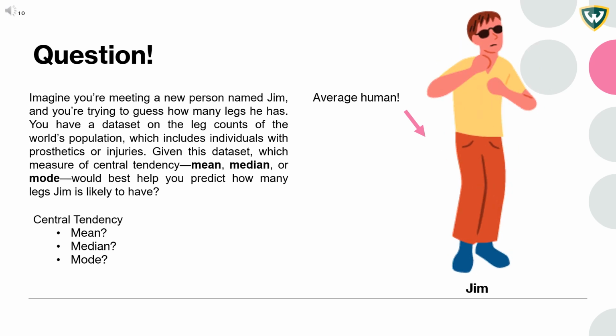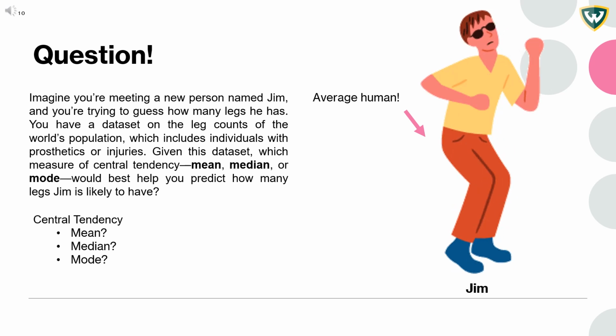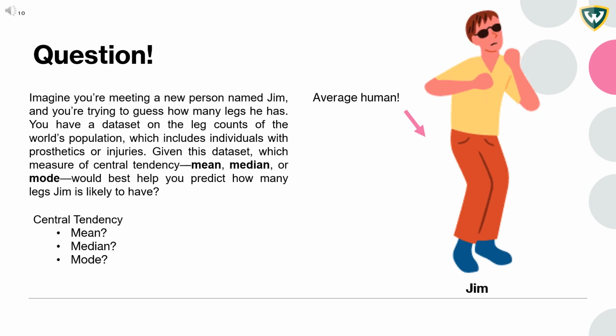Imagine you're meeting a new person named Jim, and you're trying to guess how many legs he has. You have a dataset on the leg counts of the world's population, which includes individuals with prosthetics or injuries. Given this dataset, which measure of central tendency, mean, median, or mode, would best help you predict how many legs Jim is likely to have?